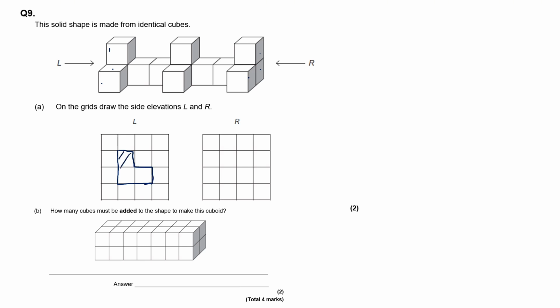So the side elevation on the left is going to look like this, and the right is going to look like this. There we go. How many cubes must be added to the shape to make this cuboid?